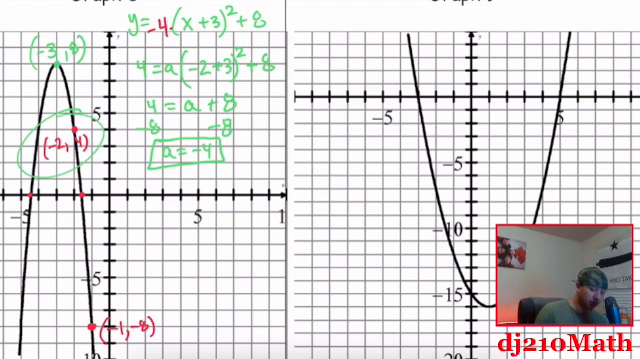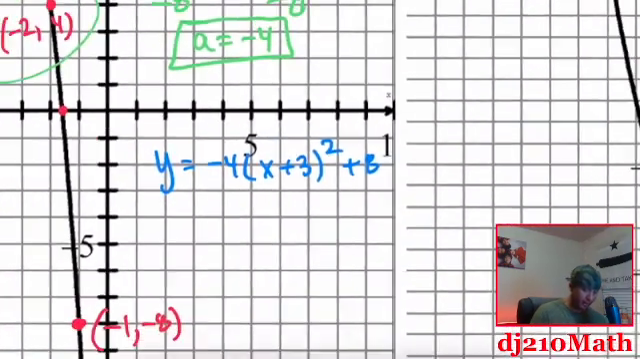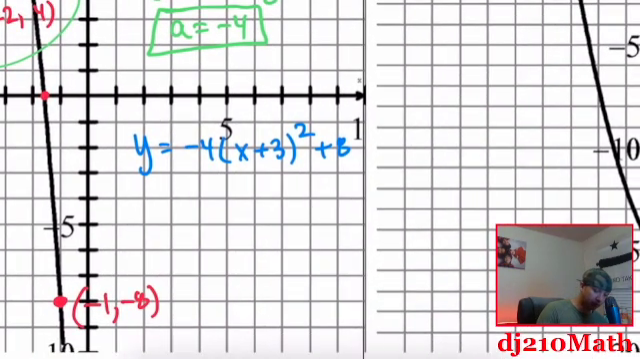All right, so no x-intercept form. That's a blessing. So then y equals -4 times x plus 3 squared plus 8. All right, I'm going to expand x plus 3 squared.